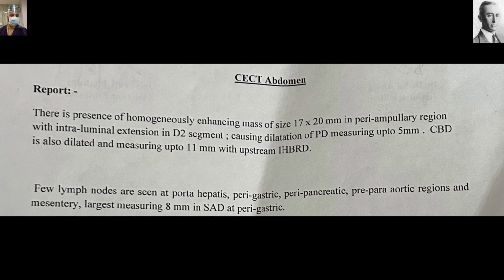So on CT scan, there is a presence of homogeneously enhancing mass of size 17 into 20 mm in the periampullary region with intraluminal extension in D2 segment, causing dilatation of PD measuring up to 5 mm, and CBD is also dilated measuring up to 11 mm with upstream IHBRD.